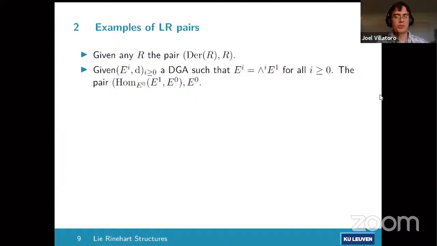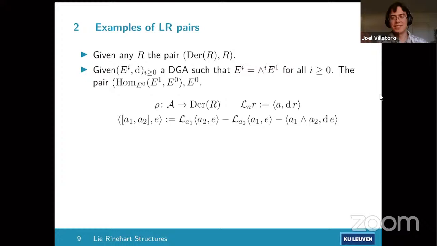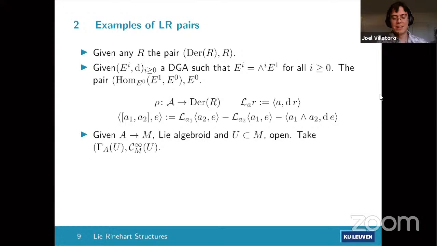Here's a more complicated example. Suppose you have a differential graded algebra, for people who are interested in that kind of thing, and assume that it's generated freely in degree one, which basically means that all of the degrees above one are just wedge products of the degree one part over the degree zero part, which, because it's a differential graded algebra, is a commutative algebra. So these are graded commutative algebras. If you take the dualization of this object, you can define derivations on that using this formula here, and you can define the bracket using this formula here. You can take a look at that formula in the slides if you want to examine it more closely. And you end up with a Lie-Rinehart pair.